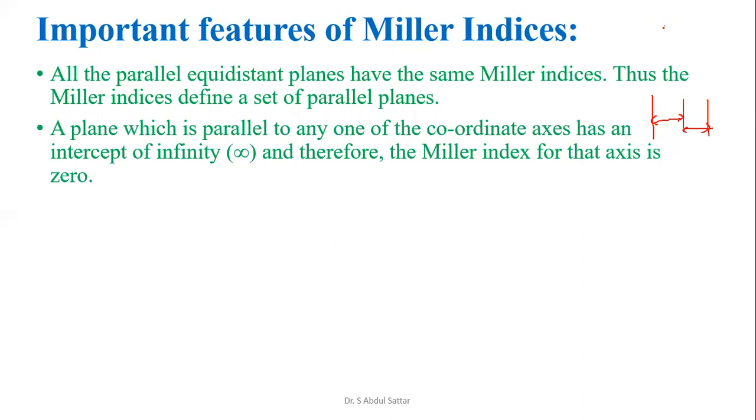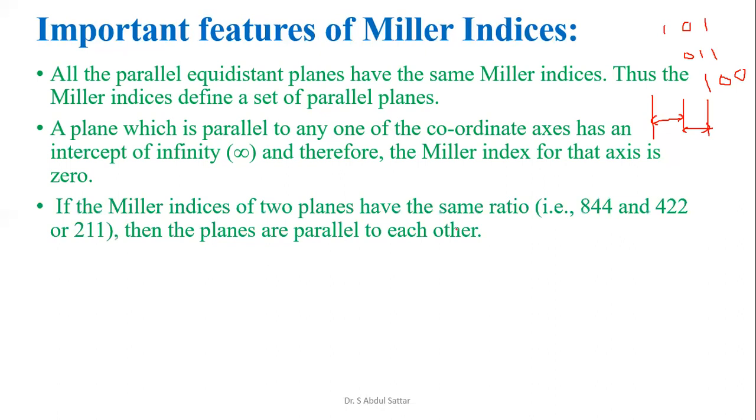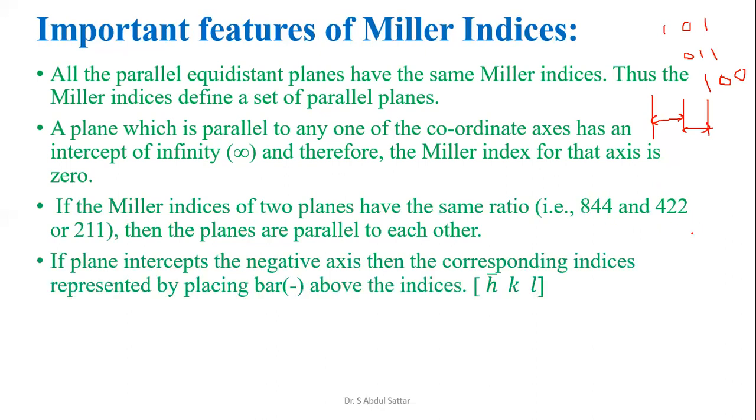For suppose if you take the (1 0 1) plane, this is parallel to the y-axis. If you take (0 1 1), this is parallel to the x-axis. If you take (1 0 0), this plane is parallel to the y and z axes. That means this plane is parallel to the YZ plane. So like that you can do. And if the Miller indices of two planes have the same ratio, for suppose if you take (8 4 4), what is the ratio? 2:1:1. (4 2 2), what is the ratio? 2:1:1. That means the ratio is the same. Then we can say these planes are parallel to each other.